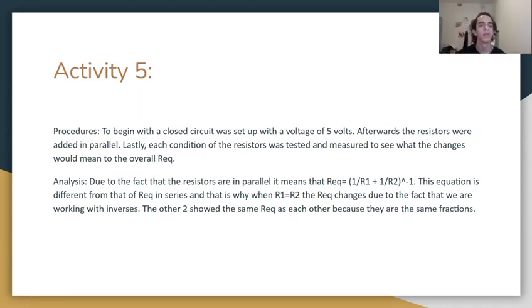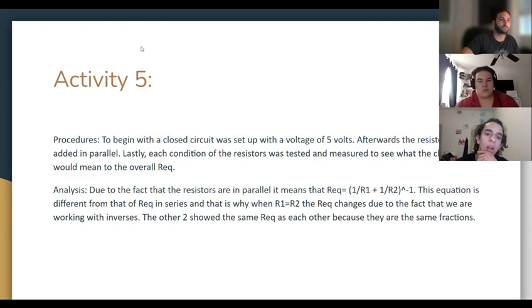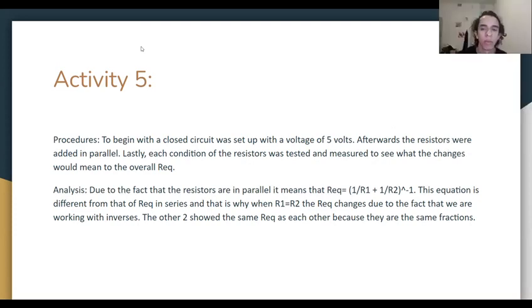For our Activity 5, we set up a closed circuit with a DC source of 5 volts. Afterwards, two resistors were added in parallel, and then each condition was tested: R1 bigger than R2, R2 bigger than R1, and R1 equal to R2.